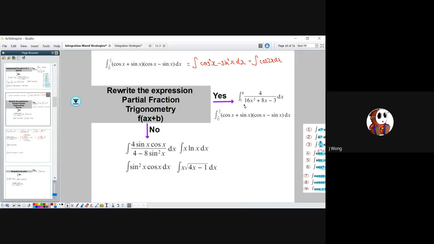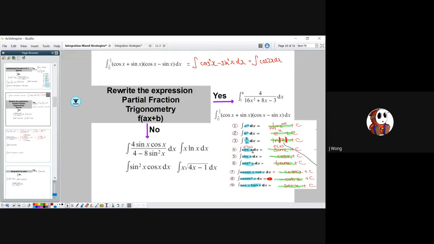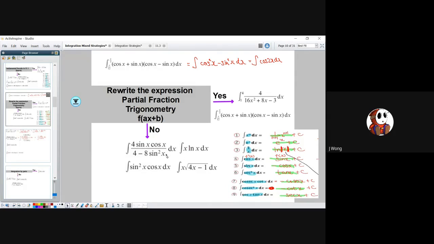So you could see that there are questions where, although you could rewrite with partial fractions or trigonometry, it does not necessarily mean that you could solve it that way in the second stage. In the second stage of the decision tree, we would like to manipulate the expression straight away, where you could integrate with the standard form. If not, you need to move forward to the next stage.